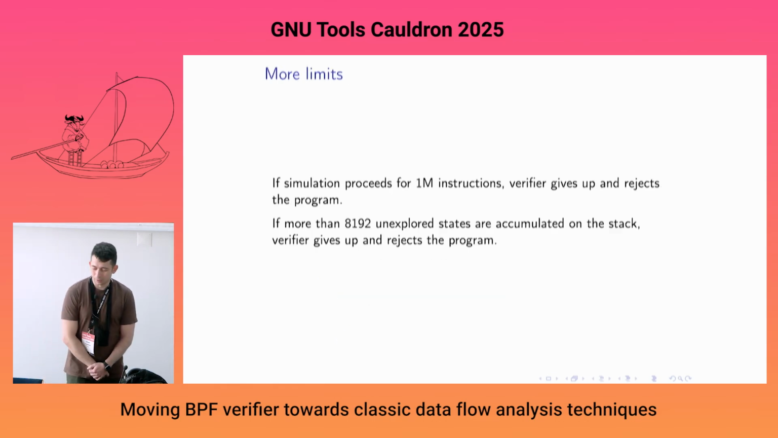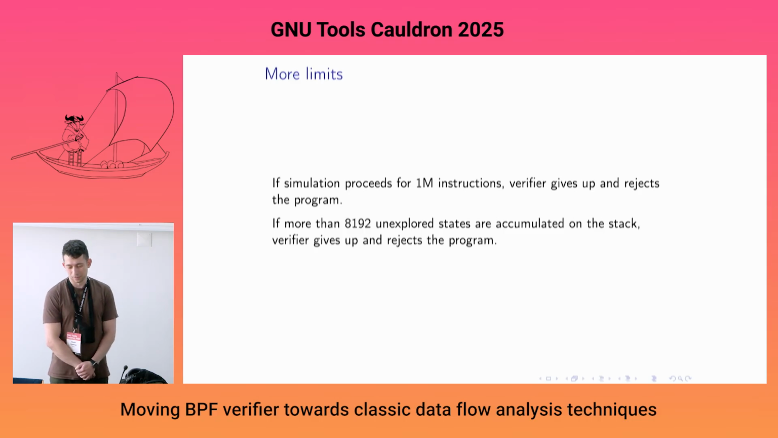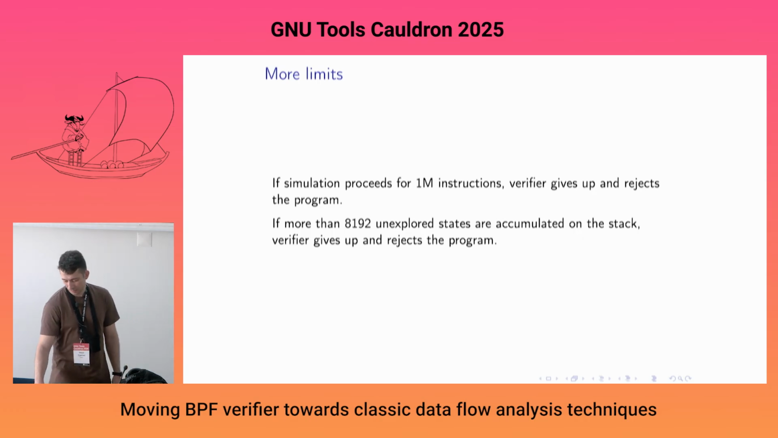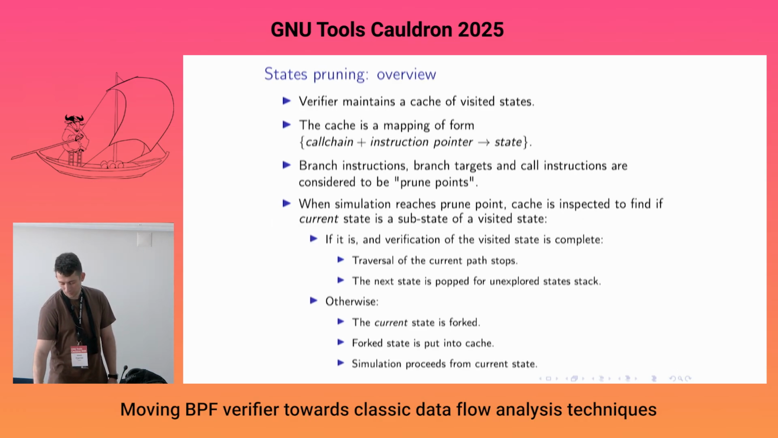And some more limitations: if we simulate more than 1 million instructions in this way, we give up and reject the program. And if the backlog of unexplored states is bigger than 8K states, we again reject the program.